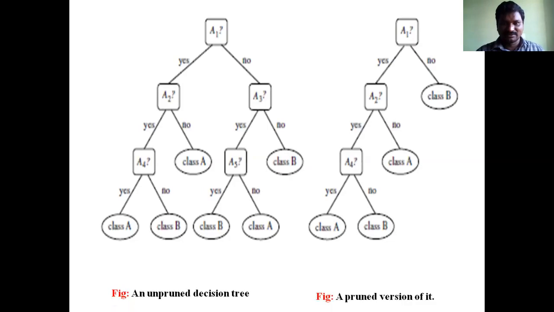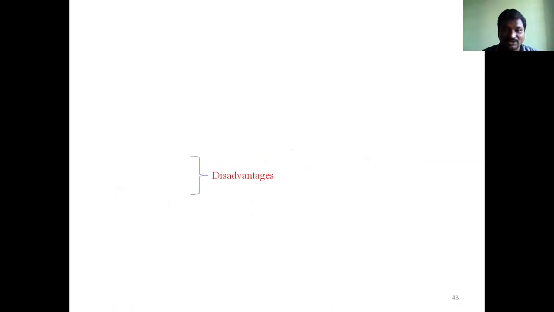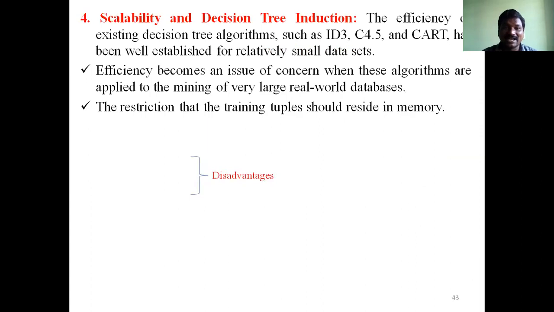Taking a decision tree is not a simple thing; it is very complex. You have to consider all the attribute values as selection measures, and decide which attribute to select first and which attribute to select next. All these cases you should consider. Here are scalability and decision tree induction.